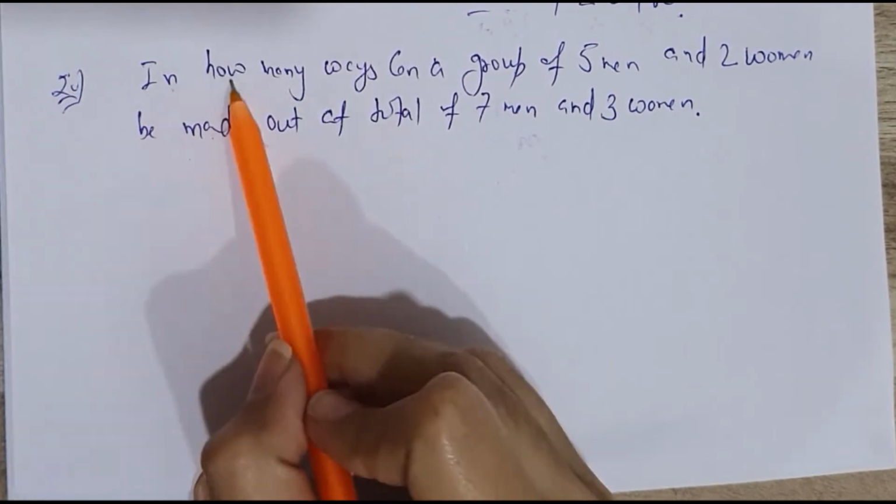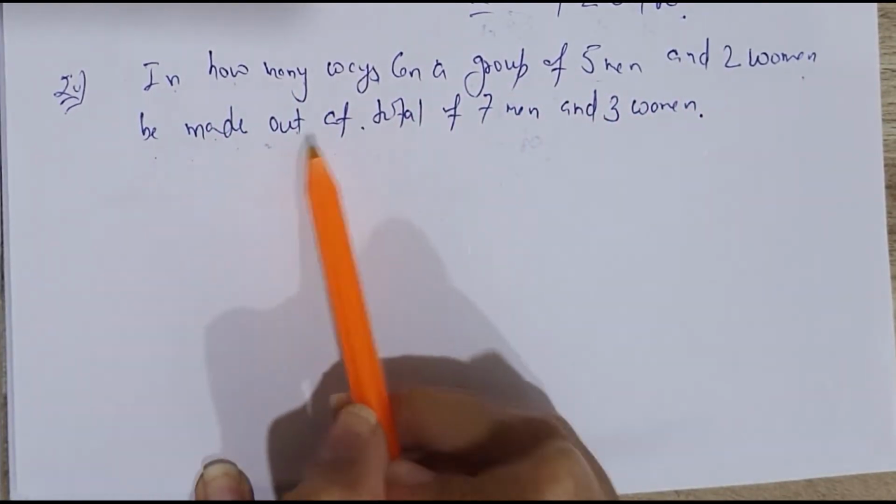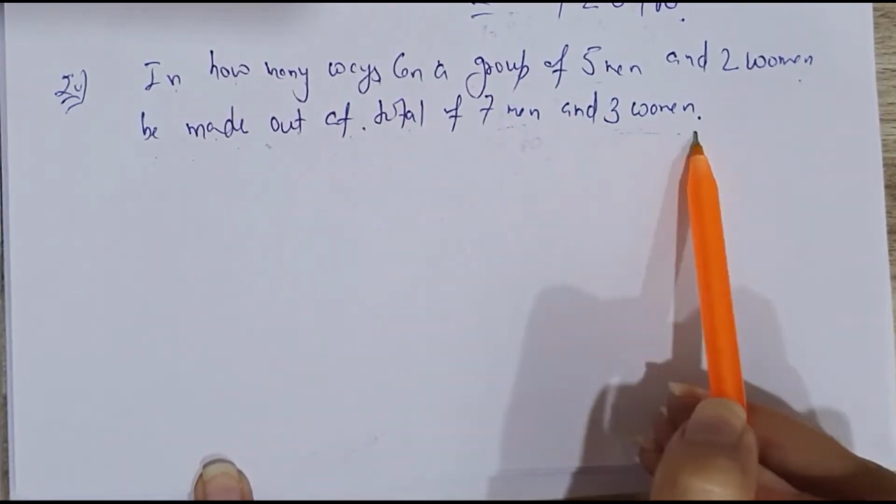Now next question. In how many ways can a group of 5 men and 2 women be made out of a total of 7 men and 3 women?